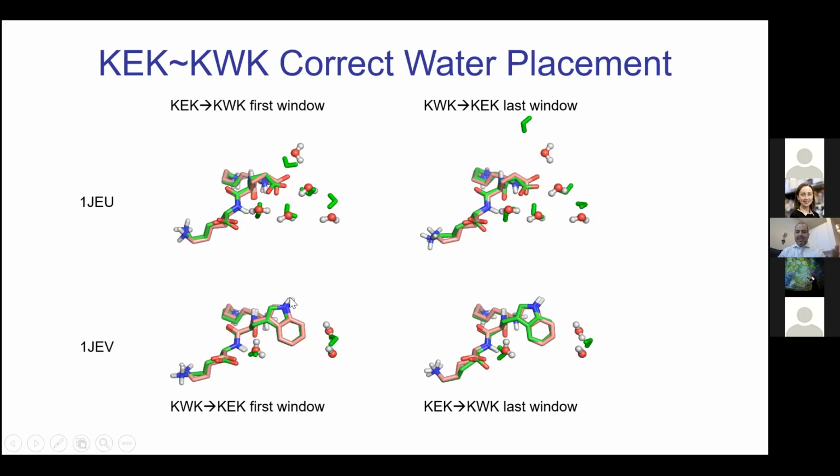On the bottom is the opposite direction of the perturbation, of tryptophan to glutamic acid. And again, we still see that 2 of the 3 water molecules are very correctly placed. One is not exactly placed, but looks close enough, to be honest. And this leads us to think that the water placement succeeded, and the problem is not the water placement, but probably some kind of force field issue.